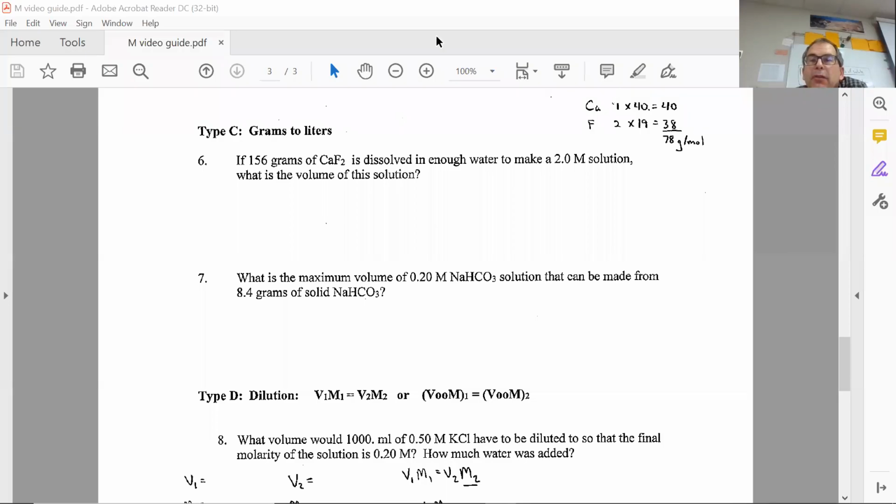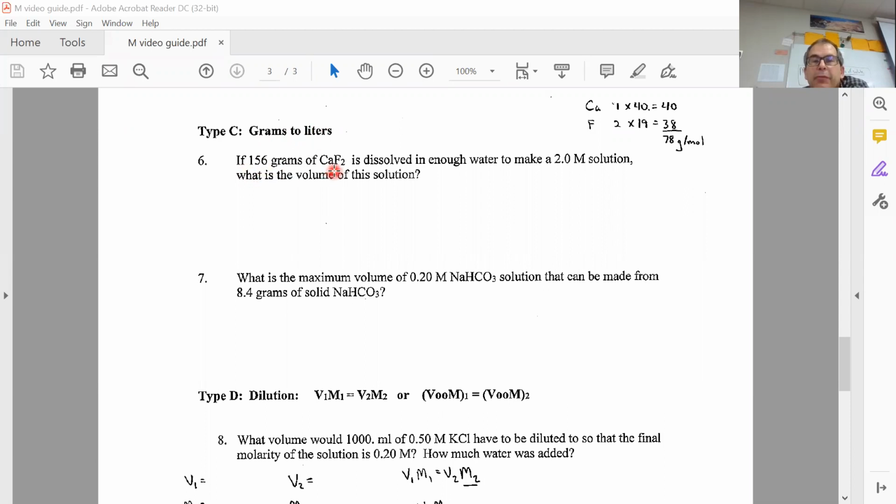We are on page 4 of homework packet 8, and we're going to look at a grams to liters problem. In the last video, we looked at knowing liters and going to grams. This time we know grams, and we're going to try and find liters. So we're going to do just the opposite thing. Let's look at problem number 6.